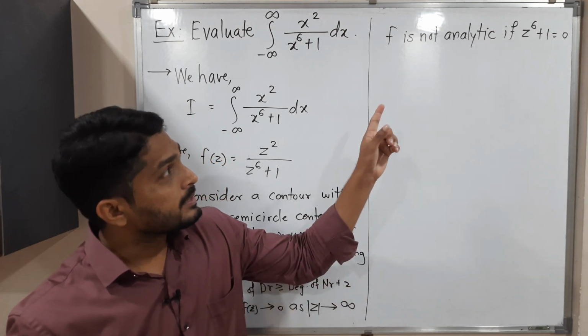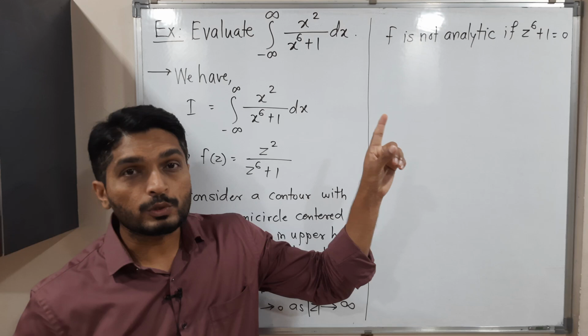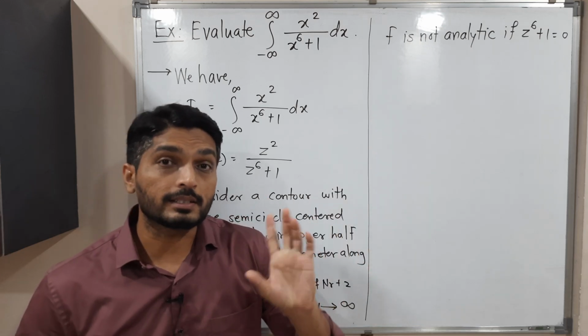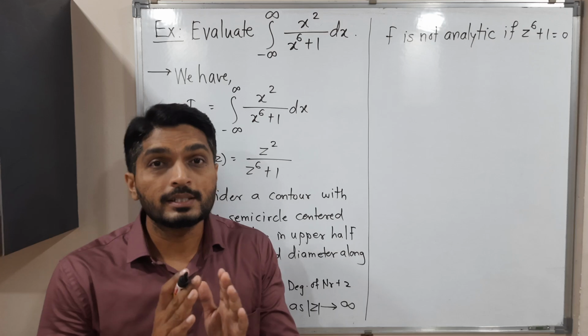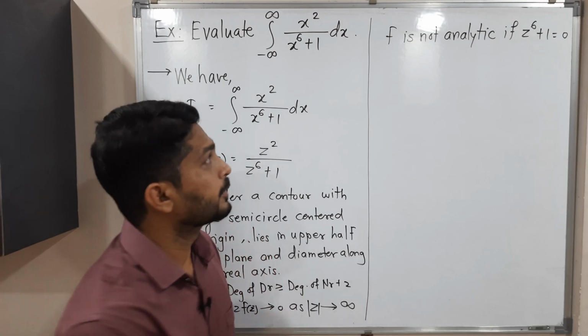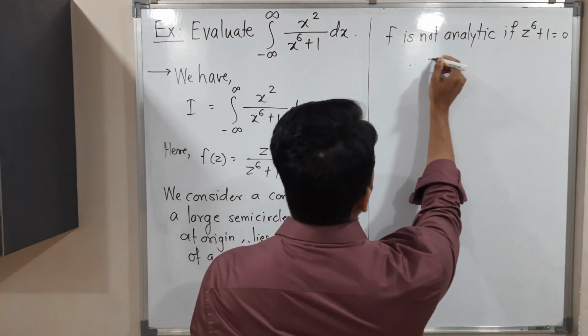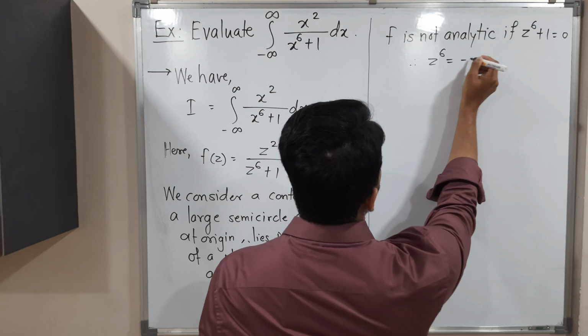See, z raised to 6 plus 1 is equal to 0. This is an equation of degree 6. It will have 6 roots. We have to find all those 6 roots. So let us solve it. Therefore, z raised to 6 is equal to minus 1.